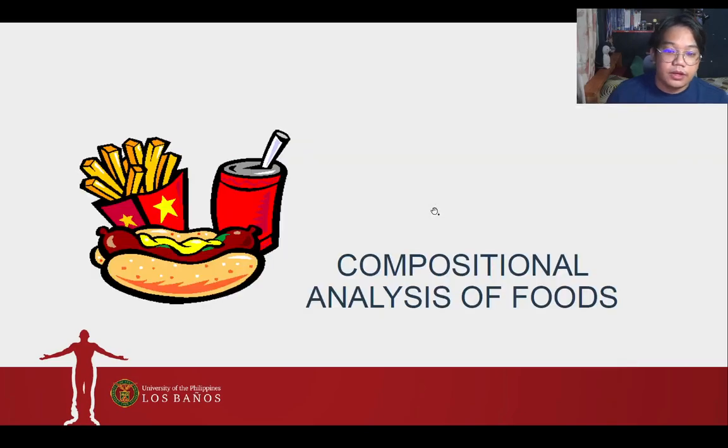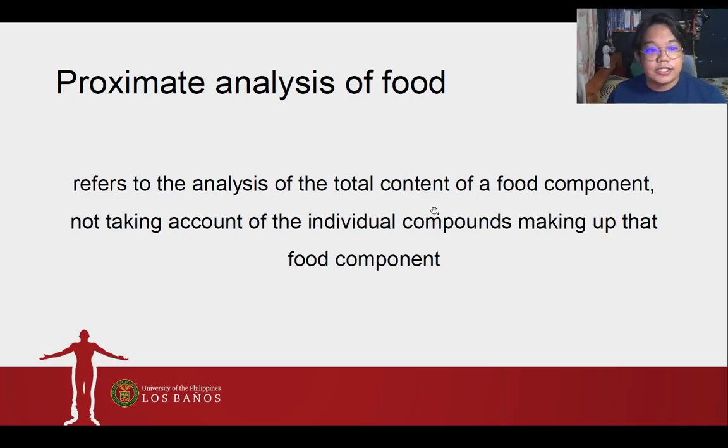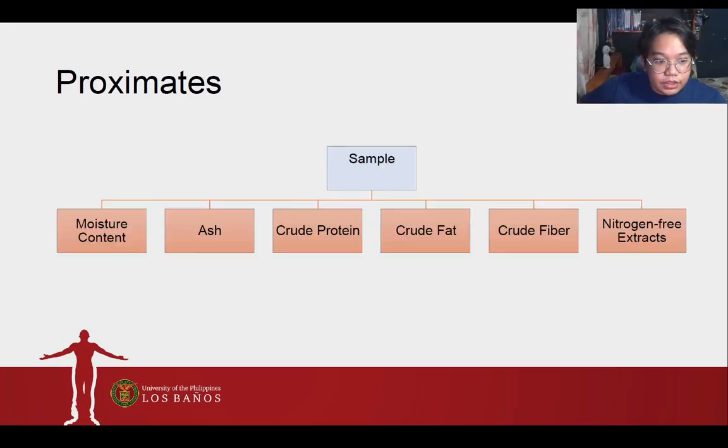Okay? So, for your proximate analysis, it refers to the analysis of the total content of a food component. So, yung ating food actually ay subdivided into several parts. So, later on, discuss natin yon, and the tests that must be done to determine it will be explored here in our proximate analysis. So, these are the components. We have moisture content, which is your exercise 7. We have the ash determination, crude protein, crude fat, crude fiber, and nitrogen-free extracts.